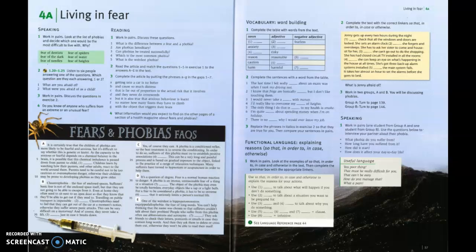What are you afraid of, and what were you afraid of as a child? So personalising the topic. Again, get the students to talk together and find out if anyone's got a phobia of anything. Okay, then we're going to move on to number 4. You could include that in your discussion. Do you know of anyone who suffers from an extreme or an unusual fear? Okay, so lots of nice discussion to have at the beginning of the lesson and get them thinking about the topic.